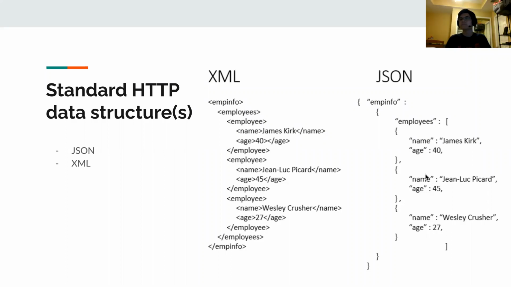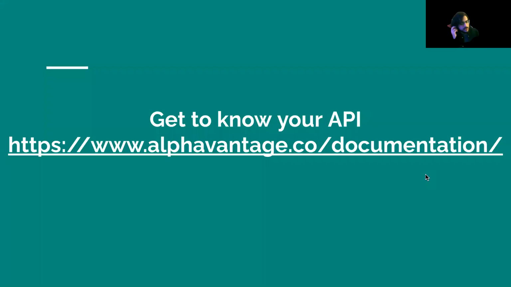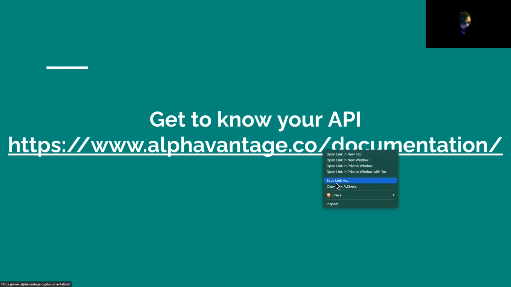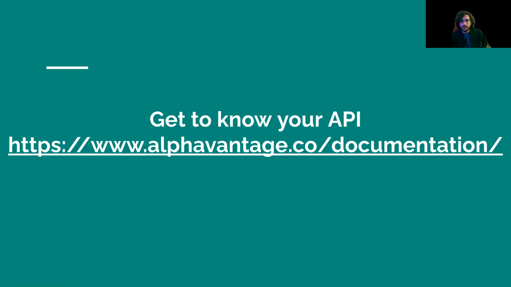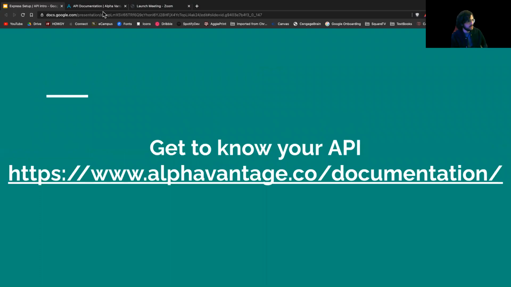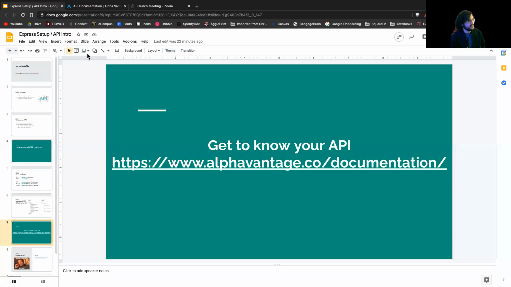Okay, so now we're going to do some quick exploring of the API that we're going to be using for this project. We're going to be using Alpha Vantage. And if you want to go to this URL here, I can paste it in chat real quick. You can follow along if you want. So this is going to be the API that we're going to be using. All right, and if you go to that link, it's going to take you here.